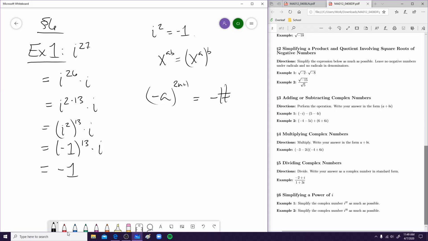And then we know 1 times itself is 1. Or just 1 times 1 times 1 is 1. And then we have i. So now, -1 times i, what is that? That's -i. And so, i to the 27th, when we simplify it, we get -i.